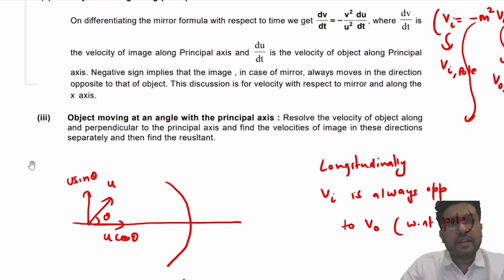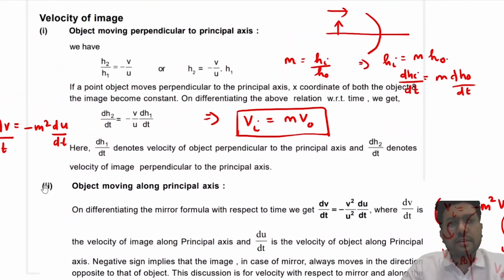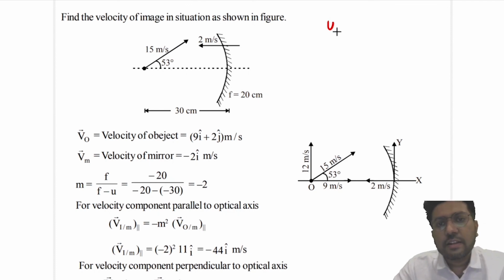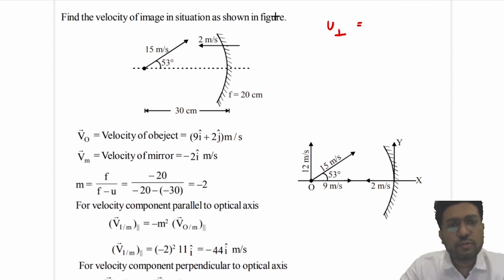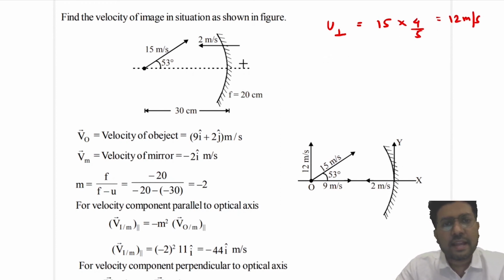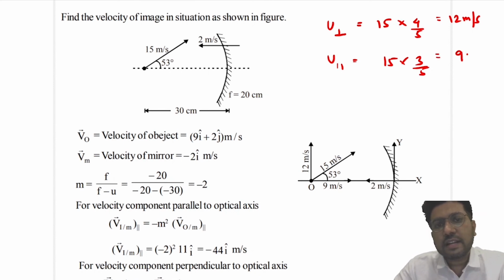Now let us do one question here. Find the velocity of the image in the situation shown in the figure. The object here is moving with speed 15 meter per second at an angle 53 degree. First I will write u perpendicular. U perpendicular is 15 sin 53 degree, that is 4 by 5, so u perpendicular is 12 meter per second. Similarly, u parallel will be 15 into cos 53 degree, that is 3 by 5, so you will get 9 meter per second.